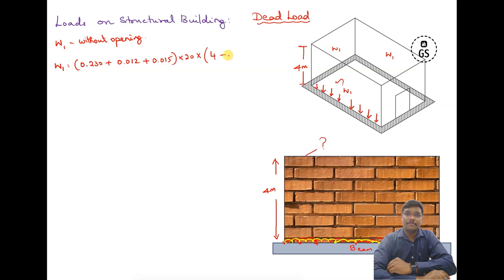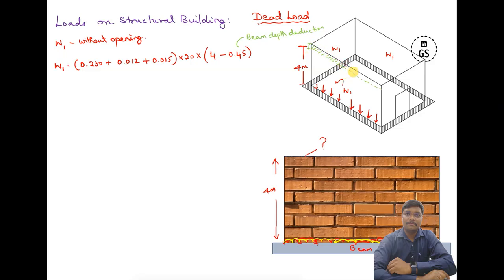minus 0.450. So what is this 0.450? It is nothing but what is called the beam depth deduction. So what is this beam depth deduction? At this particular point there is going to be a beam. So we are not going to take the actual 4 meter. We will deduct some amount for the beam which is going to run here.